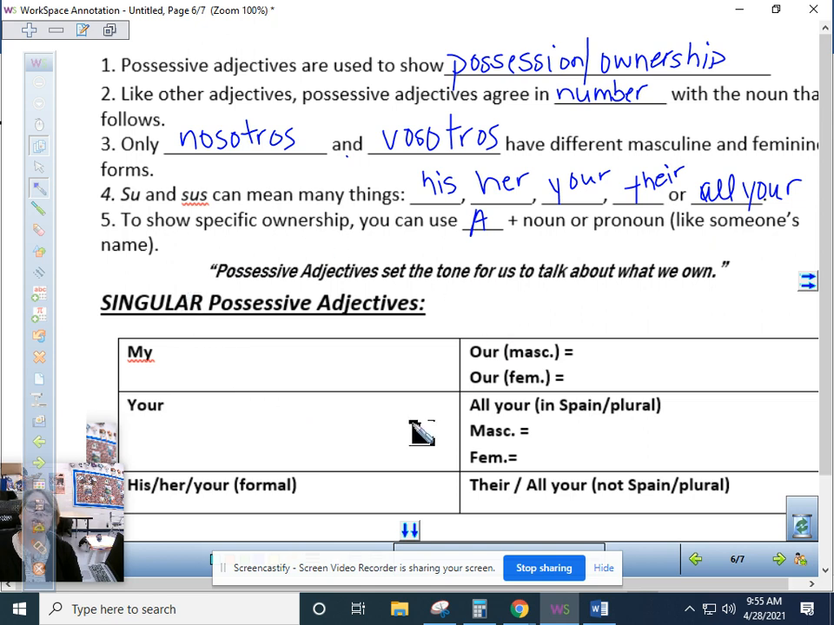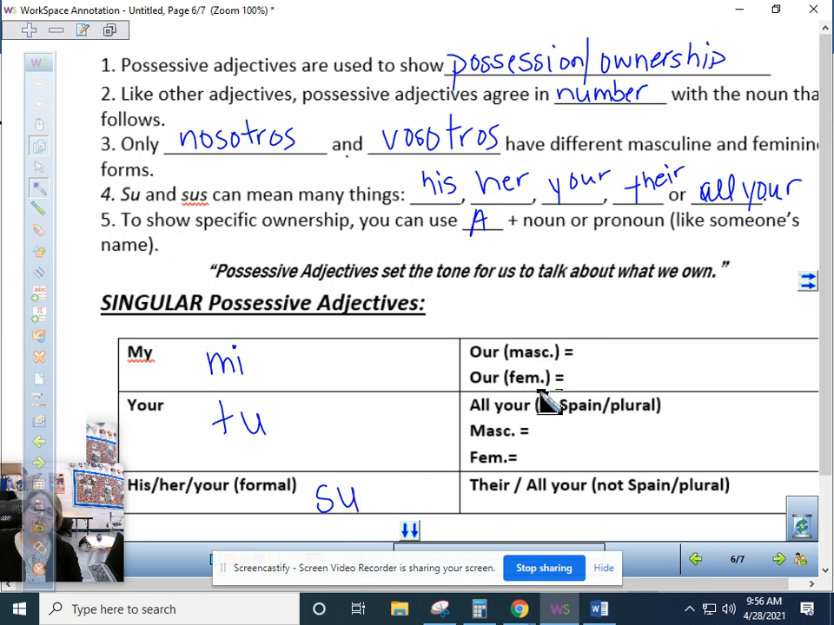So what are the singular? Let's talk about the singular possessive adjectives first. So if you want to use the word my, it is mi. Your would be tu. Now, please make sure you do not put an accent over this tu. If you do, it means you, not your. Okay? His, her, or your formal, that would be su.